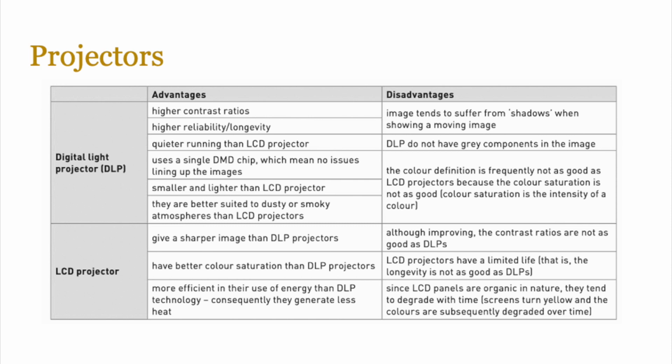LCD projectors, on the other hand, give a sharper image than DLP projectors. They have better color saturation and definition. They're more efficient in their use of energy than DLP technology. Consequently, they generate less heat.